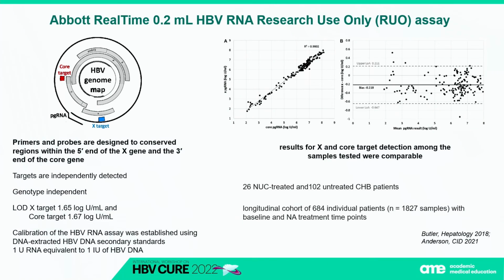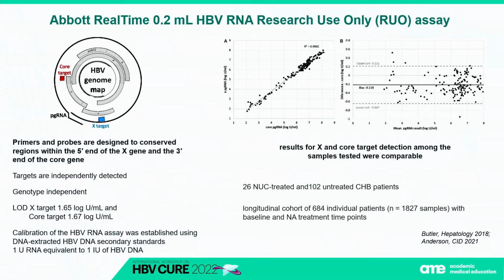So the first one is the Abbott one, which was the first to be described. It is designed with two sets of primers and probes, one in a conserved region within the 5' end of the X gene, and the other one in the 3' end of the core gene. These two targets, very important, are independently detected, meaning that they are not necessarily on the same molecule when they are detected. It's genotype independent, and the calibration is done on a DNA standard.